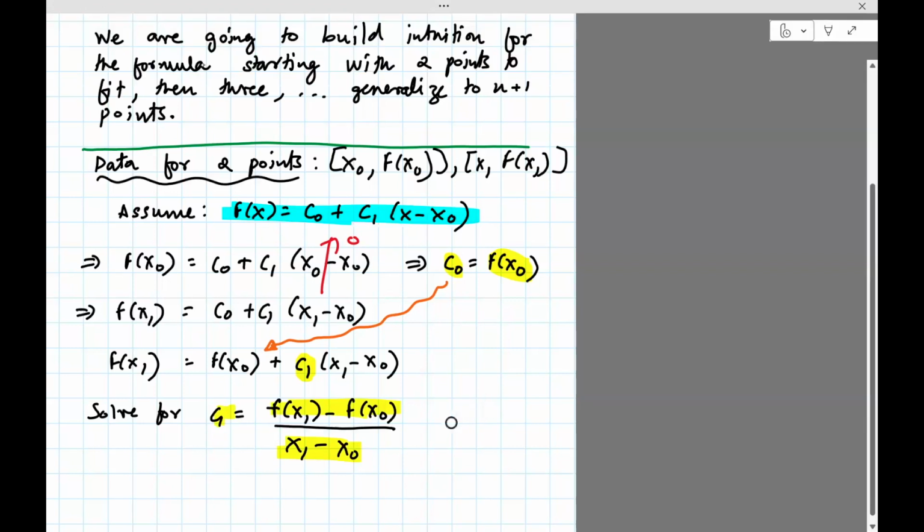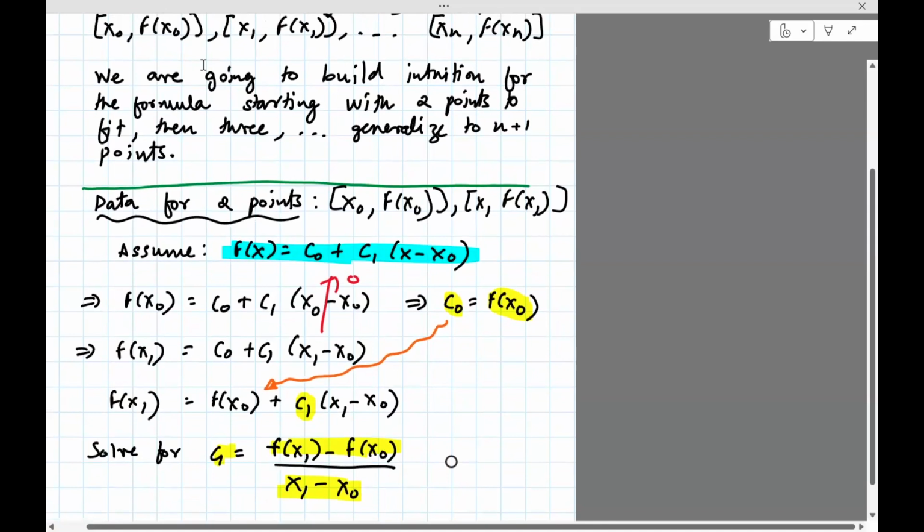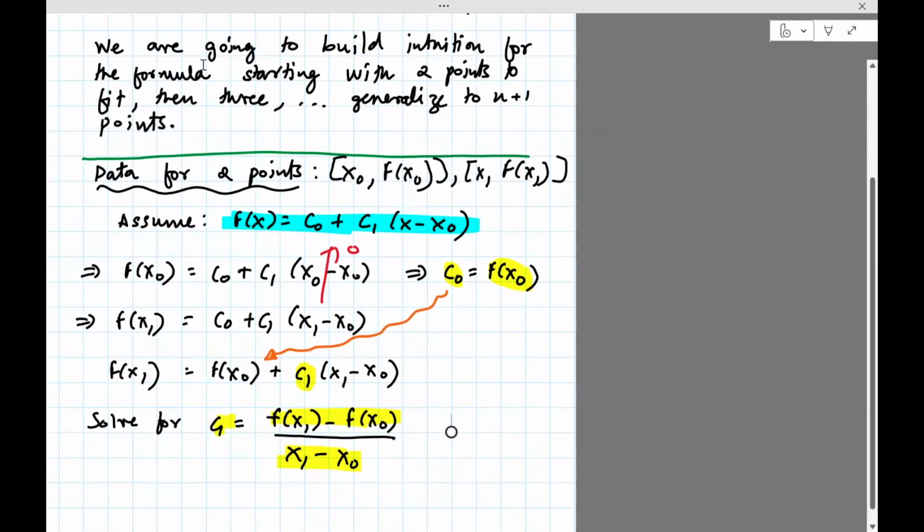So let me put that formula down, because I'll be using it for the next part. So let's get that done. I'm going to take the values of c0 and c1 and put them in this equation and write down an expression for f of x.